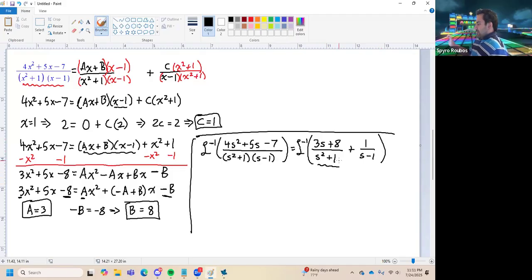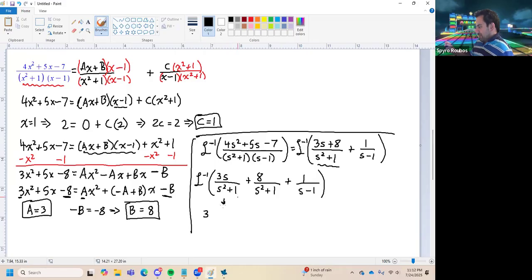Remember, anytime you have something over s squared plus a number squared, and you have both s and a number, the answer is breaking up into 2 terms. So we have 3s over s squared plus 1. We know how to deal with that. It's basically cosine. And then we have 8 over s squared plus 1. Again, basically something with sine. And now we're good. So this literally is, we don't need to fix anything, 3 cosine 1t.